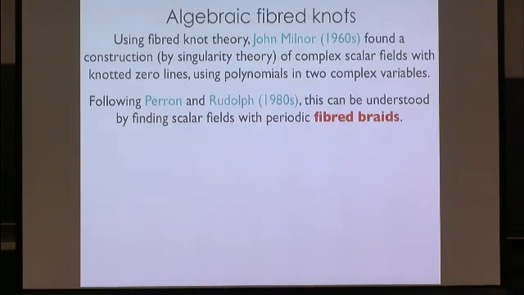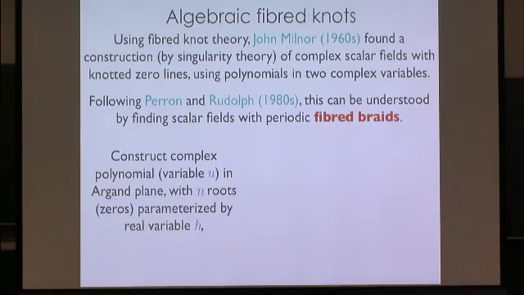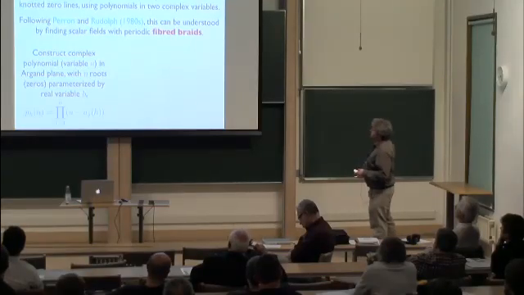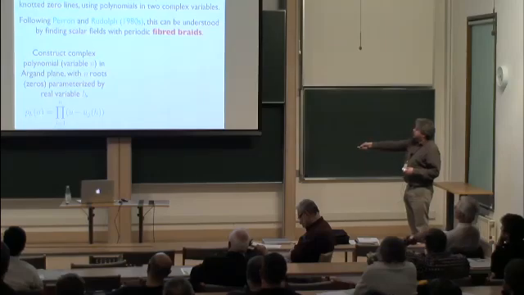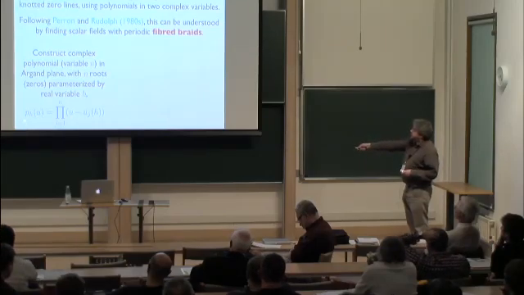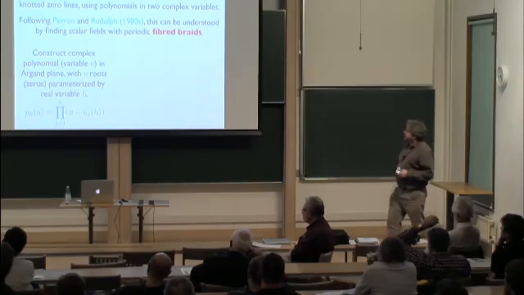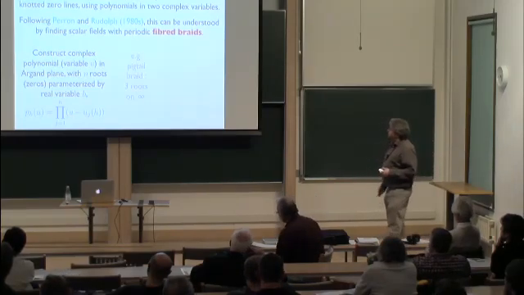So this is the trick to attack the problem of how to make a function of space which has a knotted zero line. So the idea is we construct a complex polynomial whose variable is u, just a single complex variable in the Argand plane, and this polynomial has n roots, and these roots are parameterized by some real variable h. So, of course, I can just use the fundamental theorem of algebra to create this polynomial, where in a variable u it depends on these roots which are functions of h.